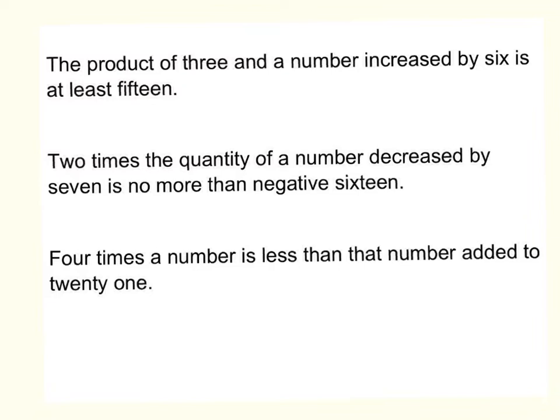Now, let's consider these sentences. We're going to try to translate these sentences into inequalities. The product of 3 and a number increased by 6 is at least 15. So let's consider our keywords there. We have the word product, which we know means multiply. The product of 3 and a number. So we're going to multiply 3 times x. Increased by, we know means addition. Increased by what? Well, increased by 6.